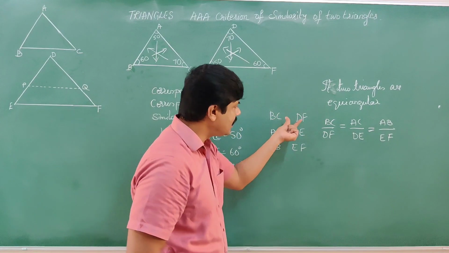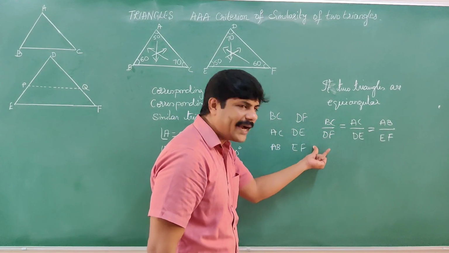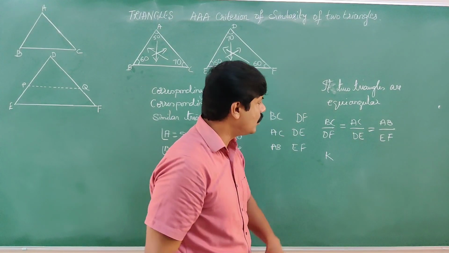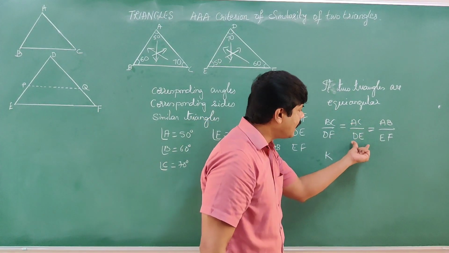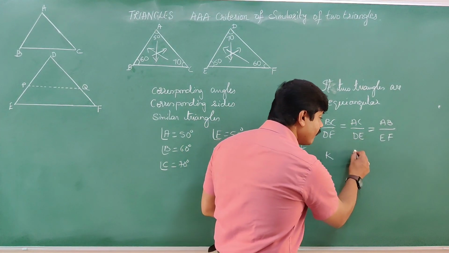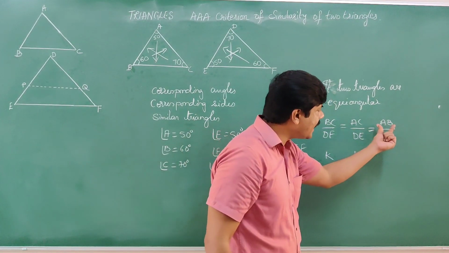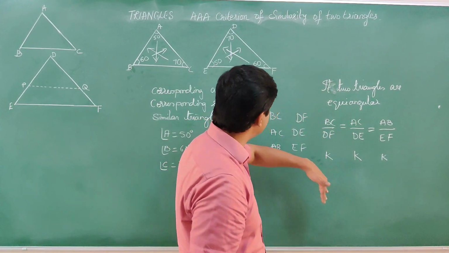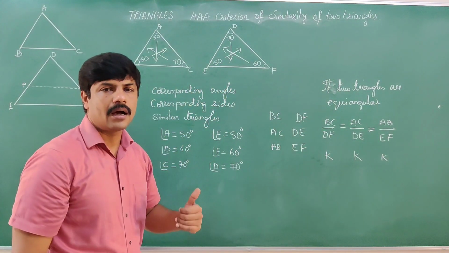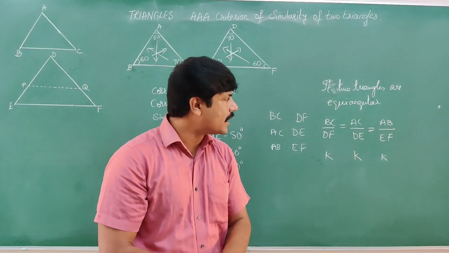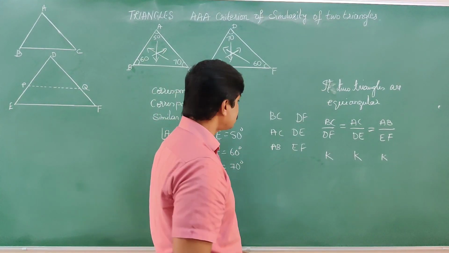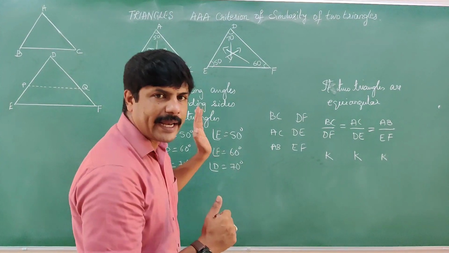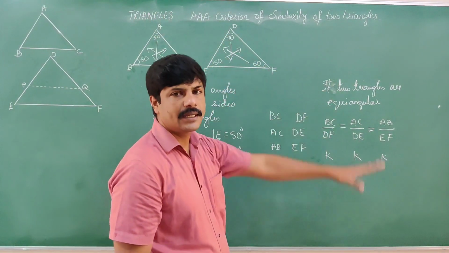For example, what value do you get when you divide the corresponding sides? BC and DF are the corresponding sides. If you divide, what value do you get? For example, if you get some K, some constant value. Then if you divide AC and DE, these corresponding sides, you should get the same value. Then if you divide AB and EF, you should get the same value. Then you can say that these two triangles are similar triangles. Understand, children? These are the three concepts we came to know. This is very important to prove this theorem.